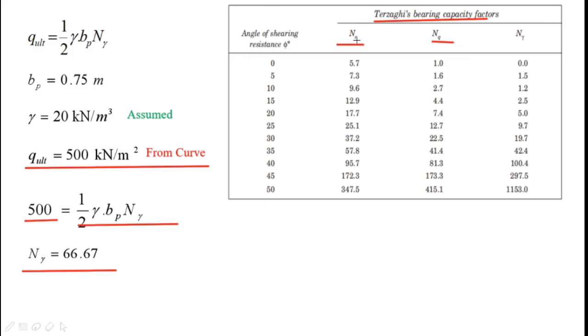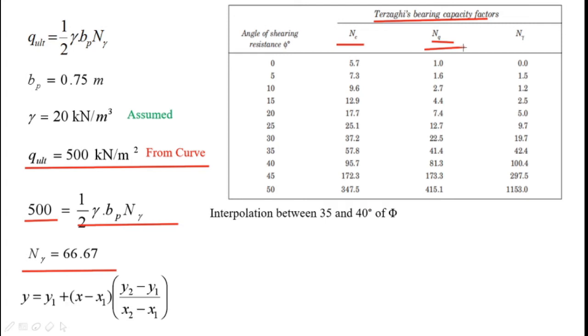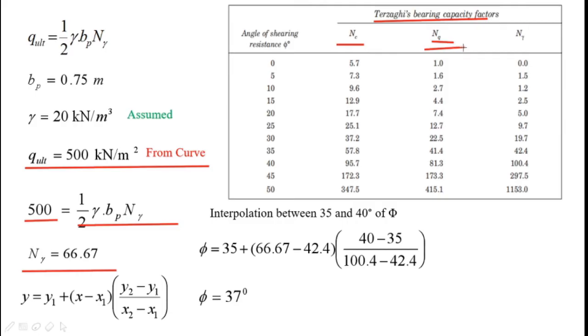But I will not determine the value of Nc. Why will I not determine it? Because Nc comes into the picture when the value of c is given. But this is a sand, so c is 0, and we don't need the value of Nc for our footing. I'll only determine the value of Nq. In order to determine the value of Nq, I also have to determine the value of phi by using this table.